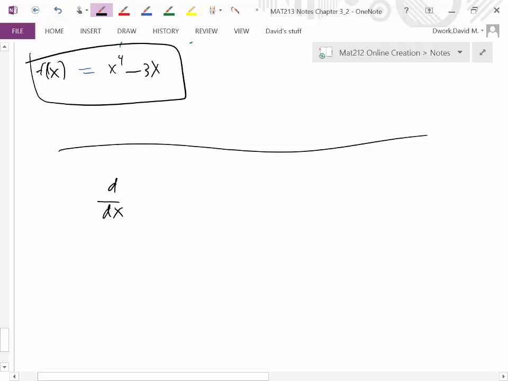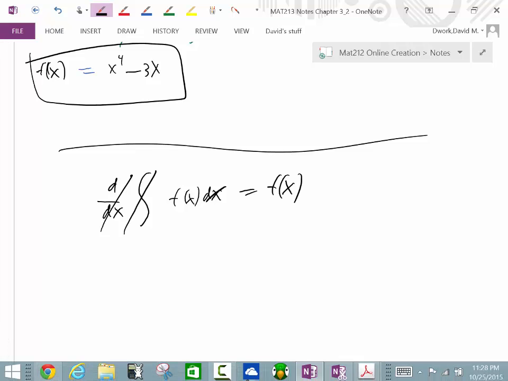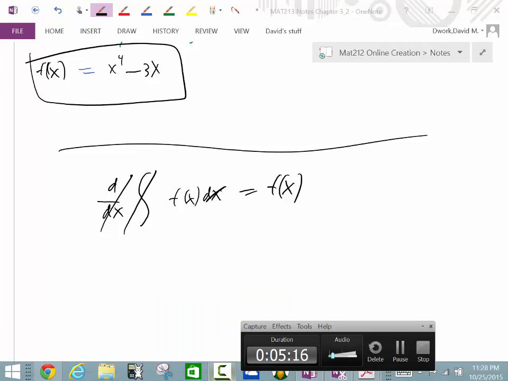The derivative of an integration of any function, since these two symbols are literally opposites, derivative says do the derivative, this integral means do the antiderivative. Those two things, I hate the word cancel, but they undo. They're inverse operators. So therefore, I am just left with f of x. Okay, that's what the second part of the fundamental theorem of calculus is really getting at, is just these are inverse operators. Whatever one does, the other one undoes.